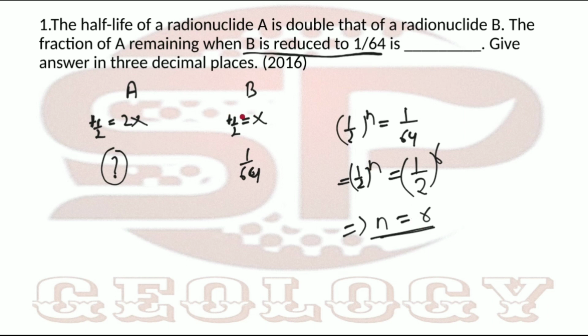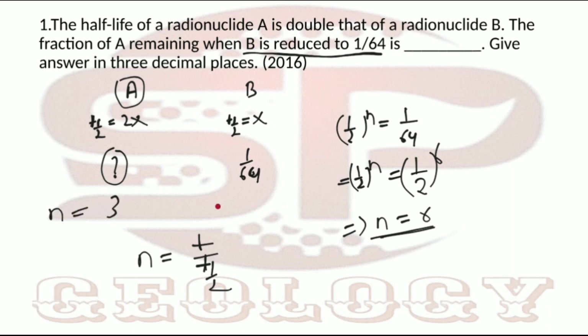Now we have a relation that T half, in case of A, is double of B. So the relationship is n equal to T by T half, where the number of half-lives is inversely proportional to T half. If A's half-life is double of B, then its number of half-lives will be half of B. So B's number of half-lives is 6, then A is 3.